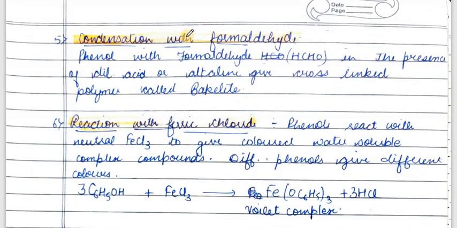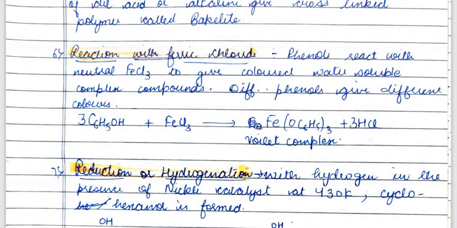So next is condensation with formaldehyde. Phenol with formaldehyde in the presence of dilute acid or alkali gives cross-linked polymers called bakelite, which we have done in polymers. So next is reaction with ferric chloride. Phenols react with ferric chloride to give colored water-soluble complex compounds. Different phenols give different colors. This is the simplest phenol, and it gives a violet complex with ferric chloride.